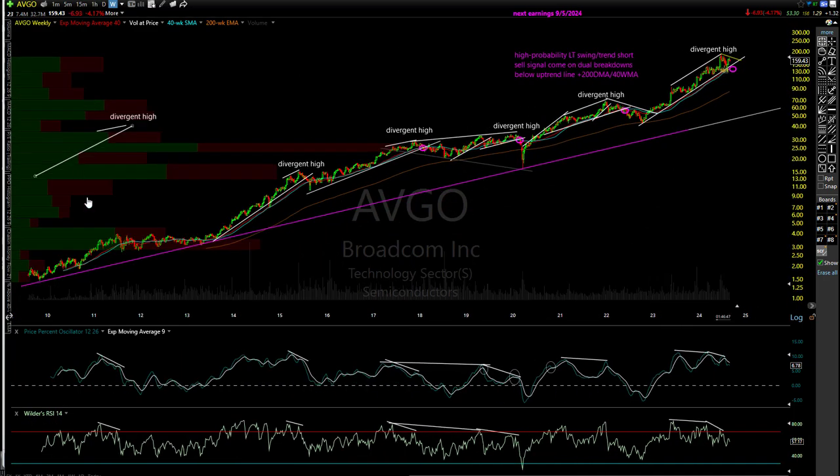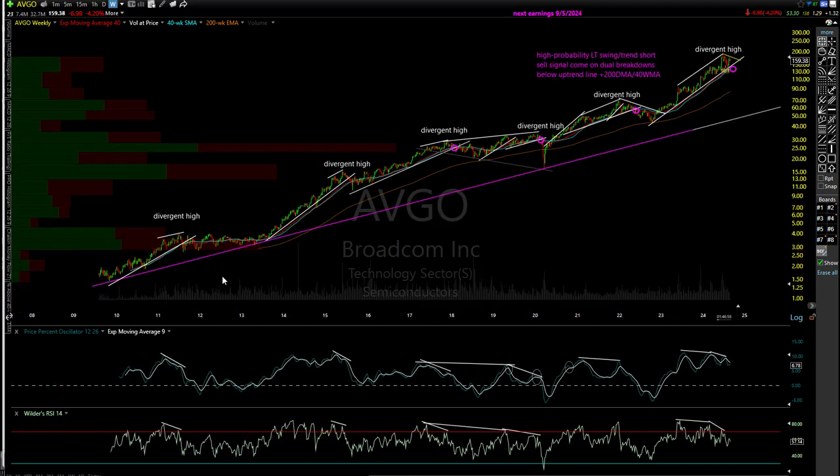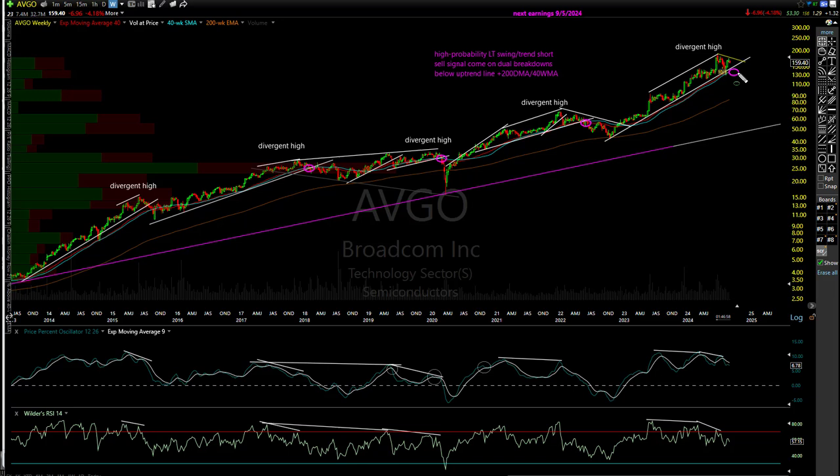I mean, look at this. Every time they split, these lines move. That was a divergent high there. But you can see this purple line, your primary uptrend line, comes way off the 2009 lows, like a lot of these primary uptrend lines I have. And I think it's a likely target before all is said and done.